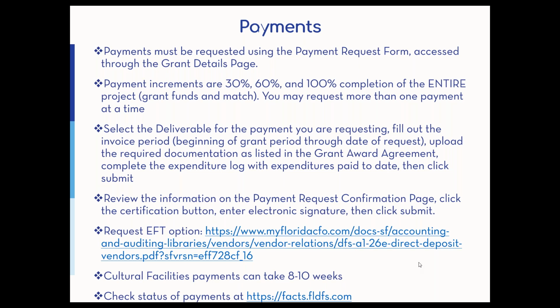I do want you to be aware that cultural facilities payments can take 8 to 10 weeks for you to get the funds, because those payments actually have to go through a budget amendment request with the governor's office. And so it does take a little bit of time to get that, but you can always check on the status of your payments in fax. And the link to fax is there as well.